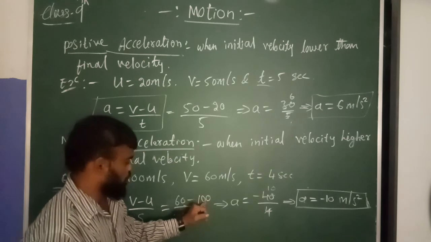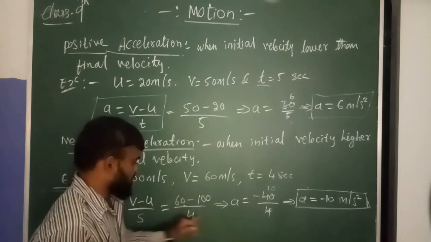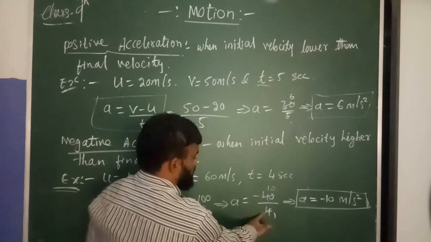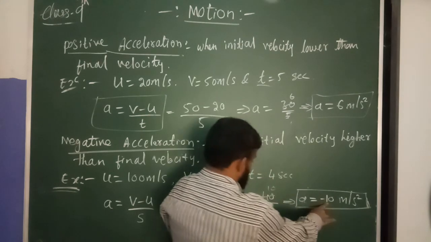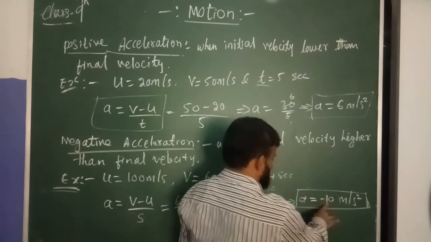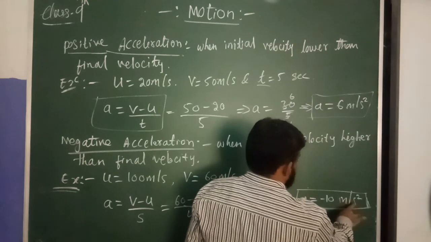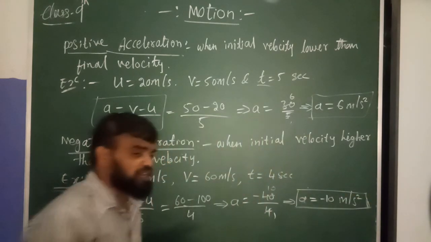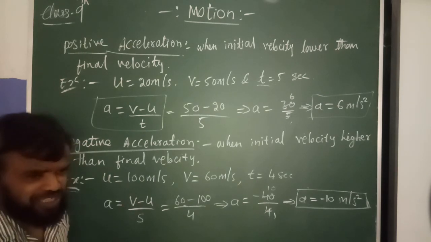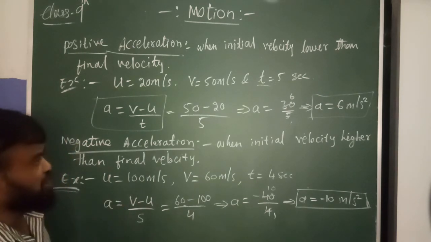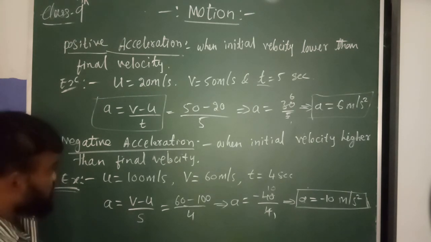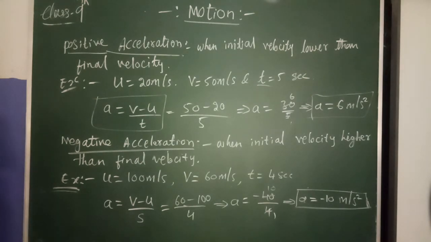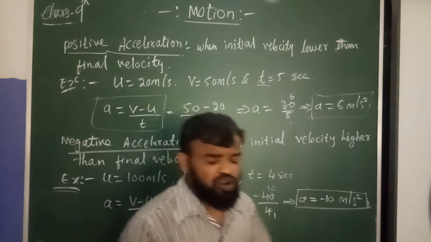100 minus 60 is 40. The bigger value takes the minus sign, minus 40, divided by time, which is 4. We can cancel 4: 4 ones are 4 and 4 tens are 40. The minus sign should stay as it is. a is equal to minus 10, and the denominator 1 should be put as it is. a is equal to minus 10 meter per square second. These are the two things we have done in acceleration, positive acceleration and negative acceleration. In positive acceleration, initial velocity is lower than final velocity, right? And in negative acceleration, initial velocity is higher than final velocity. We got examples also in this form.